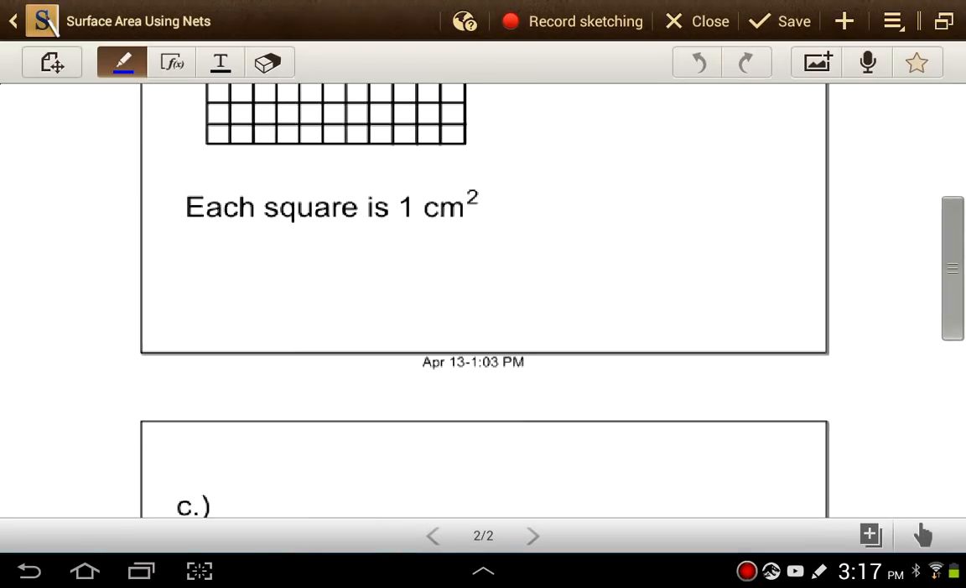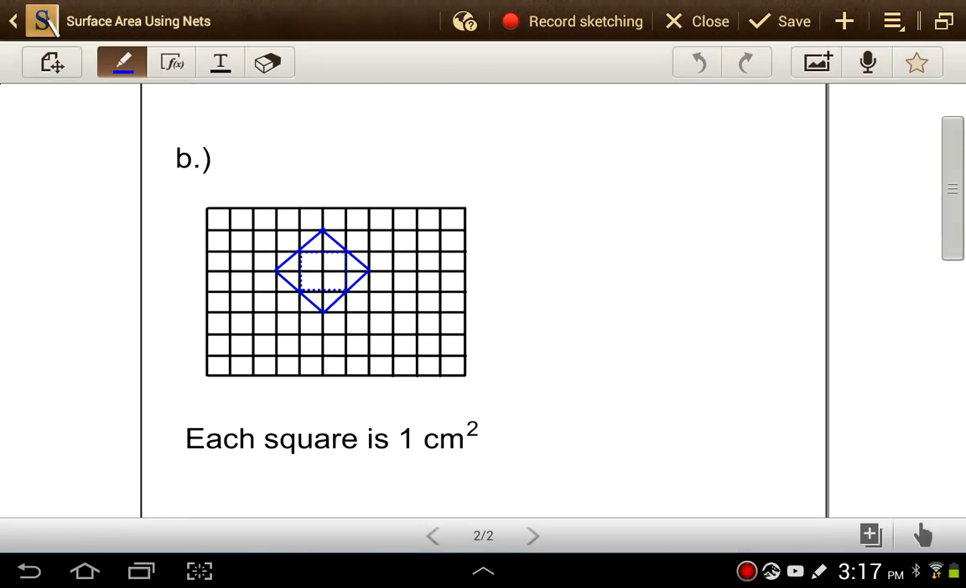Alright, in example B, we've got to find the surface area of the shape. So again, I have a square in the middle, and then I have my triangles on either side that connect together. Okay?